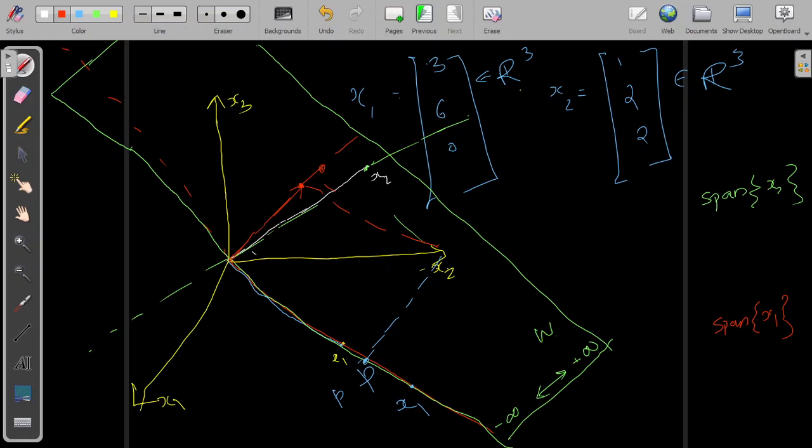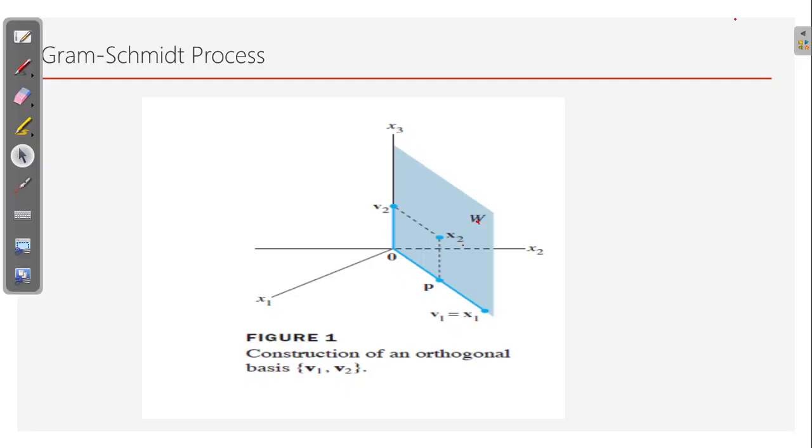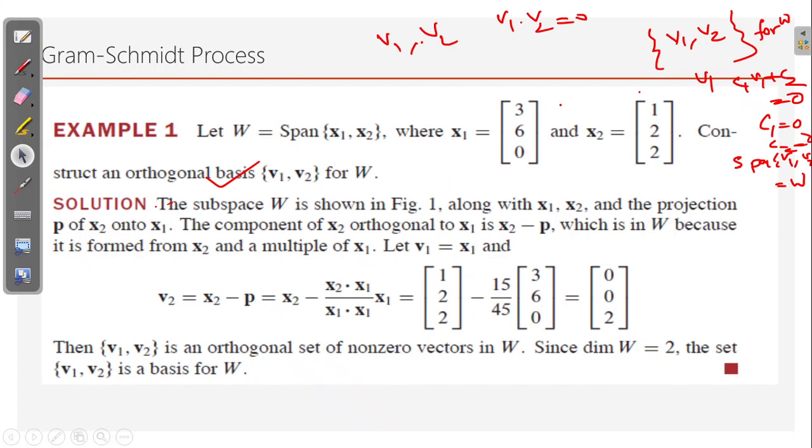So this vector will be x2 minus p. This x2 minus p and x1 are orthogonal vectors, right? These two vectors are in W.